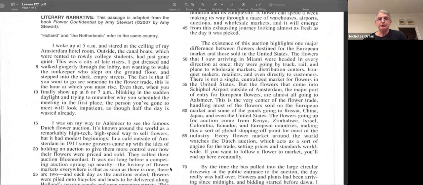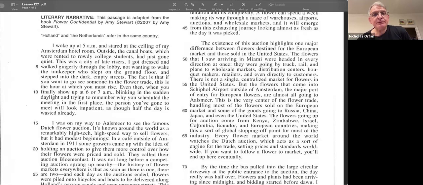Holland and the Netherlands refer to the same country. By the way, don't ever forget this. People get so confused about these countries in Europe. Holland is the Netherlands. The Netherlands are Holland. Whenever you see a reference to Holland, they're talking about the Netherlands and vice versa. If you memorize that, it'll save you a lot of confusion later in life.